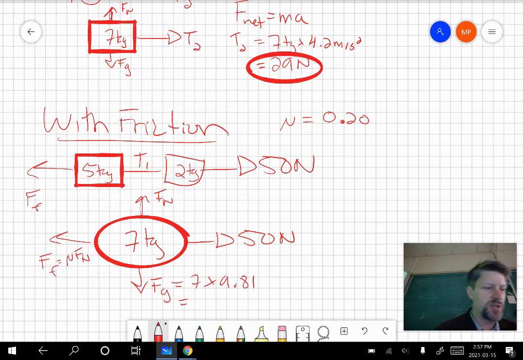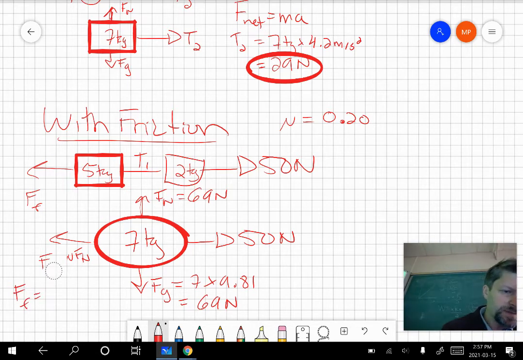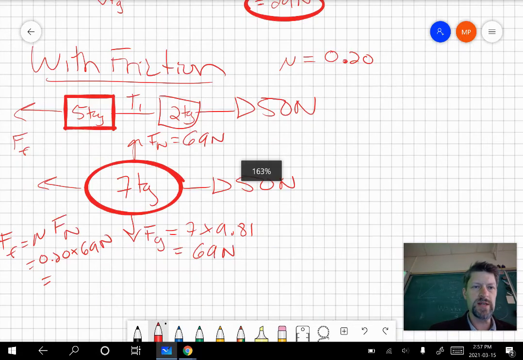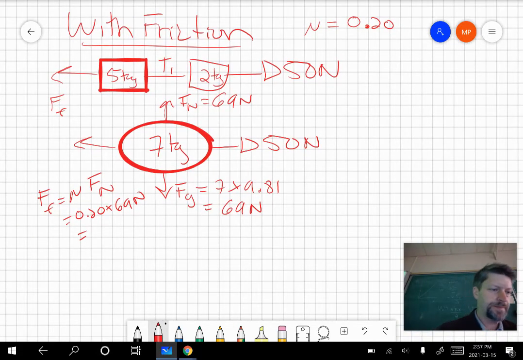So it's just m times g, 7 times 9.81. You should have been doing that quite a lot by now. And that gives me about 69 newtons. That means the normal force will balance that at 69 newtons. And that means my force of friction back here is going to be equal to mu times the normal force, which is 0.20 times 69 newtons. Let's move this down just a little bit before I continue. 0.2 times 69 equals 13.8. I'm just going to round it to 14 to simplify this example.